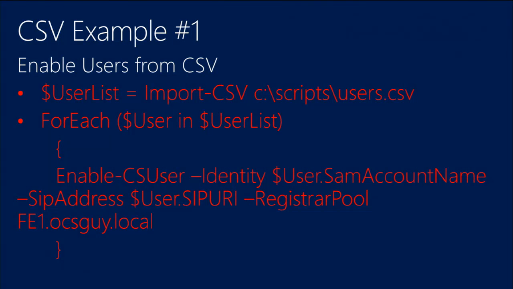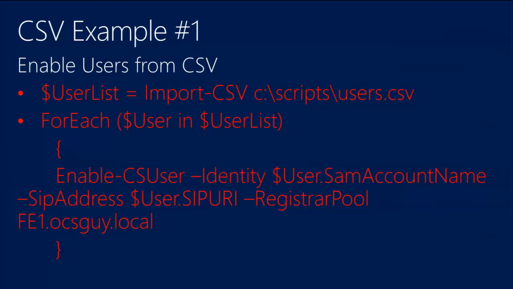So here's an example of enabling our users from a CSV, right? So that same CSV I showed a minute ago, we take that and we import it, and then we say for each user in the user list, and then we have our brackets. So when we have a for each, after that we're going to have a set of brackets, and any code within those brackets is going to be run in a loop, right? So for each user in that list, we're going to run the command Enable-CsUser with the identity of their SAM account name, their SIP address, and a hard-coded registrar pool.